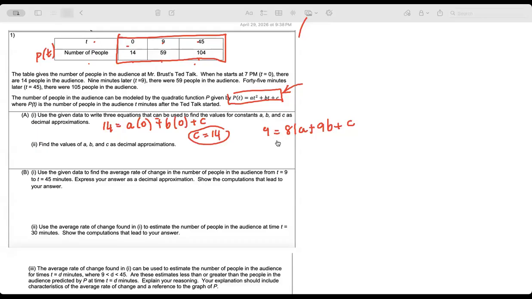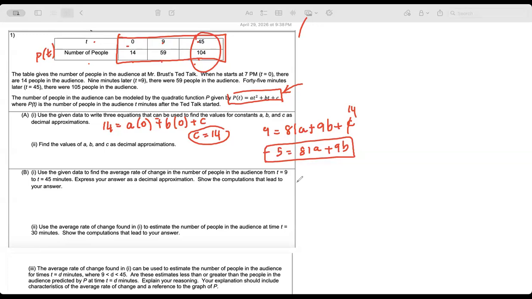Yeah, and then the next equation is going to be what? You know C equal to 14, right? If C equal to 14, then what happens? 45 will be equal to 81A plus 9B. Now, you cannot solve two different variables with one equation, right? But you have one more, right? 45 and 104. So there, what do you do?